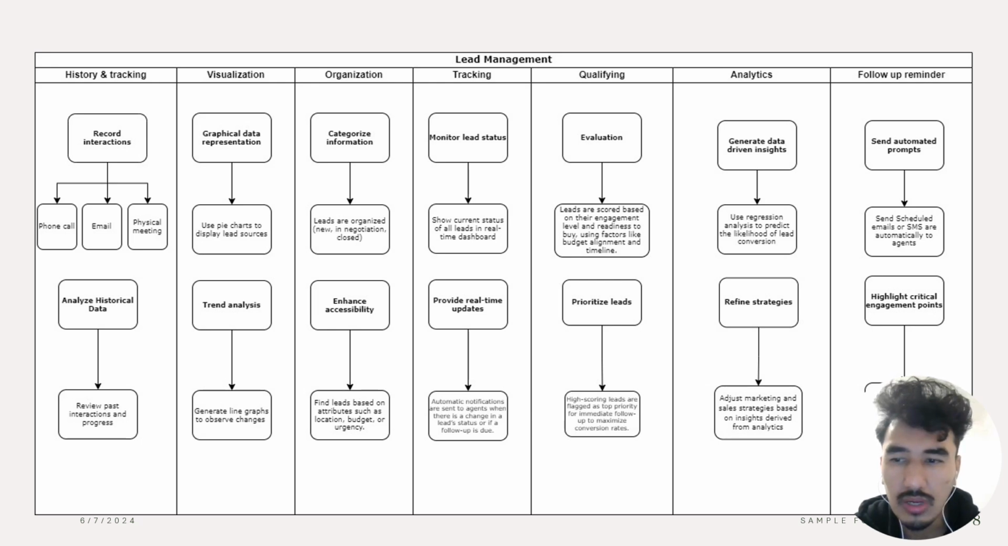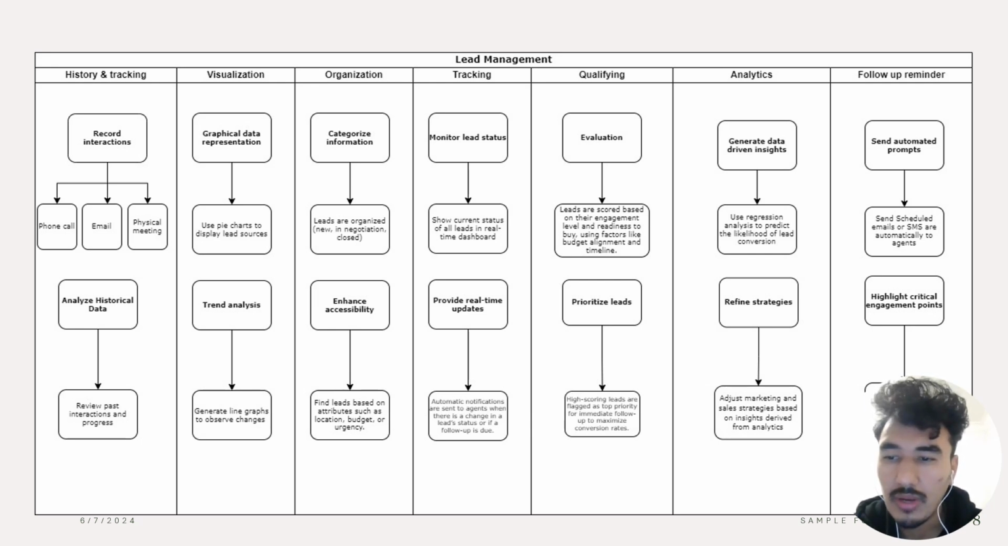And in tracking, we can monitor lead status and provide real-time updates. In qualifying, we can evaluate based on criteria like engagement level or readiness to buy, using factors like budget and timeline, and prioritize leads. And in analytics, we can generate data-driven analytics and refine strategies as well.